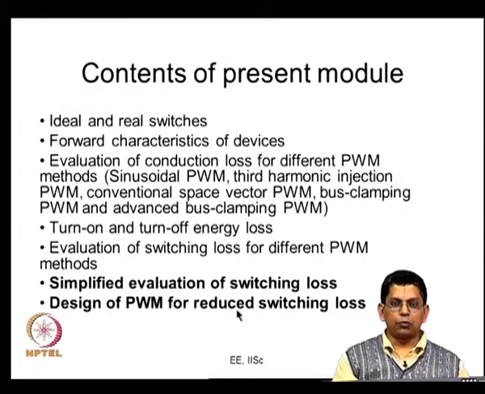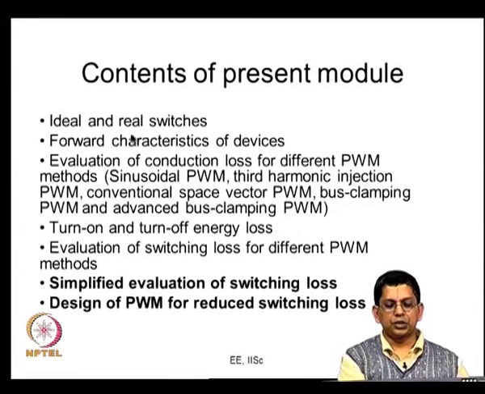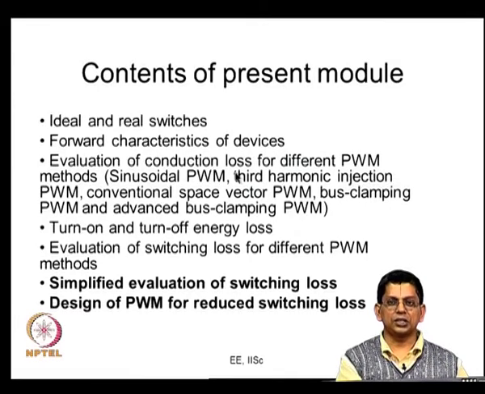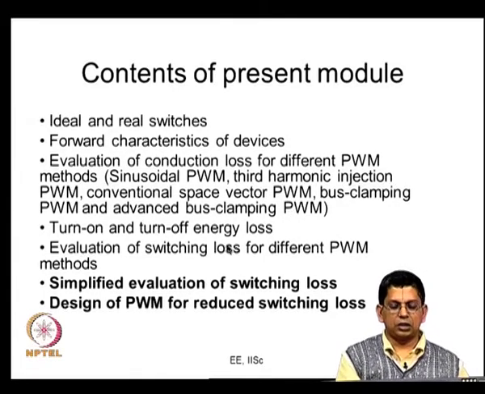As I just said, we covered all these aspects in the previous lectures: there are ideal switches, and there are real switches. Real switches have a forward drop, and therefore there is some finite amount of conduction loss, and we tried evaluating this conduction loss for the different PWM methods. We discussed the turn on and turn off energy loss, and how to evaluate the switching loss for different PWM methods.